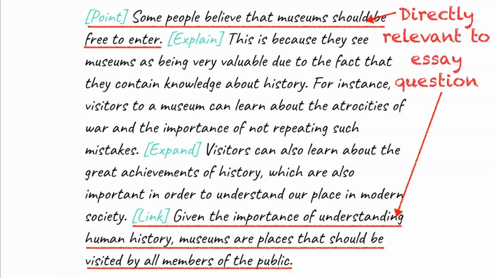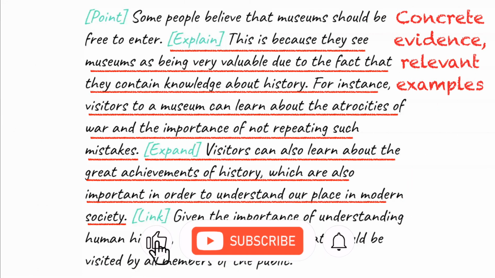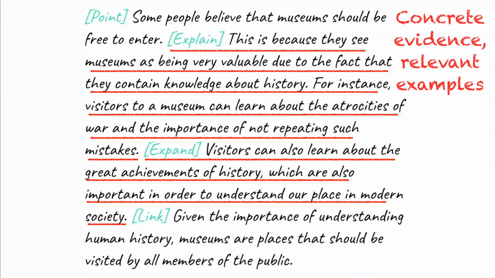Notice how the point and the link are both directly relevant to the essay question. The expansion parts give concrete examples that show the value of museums, which supports the idea that museums should be available to many people.